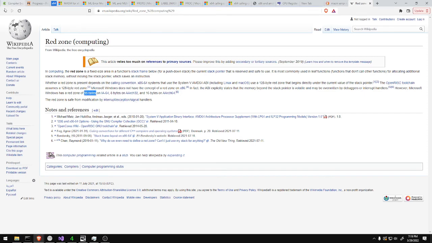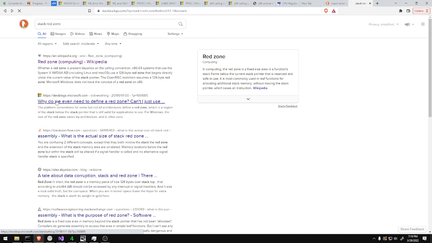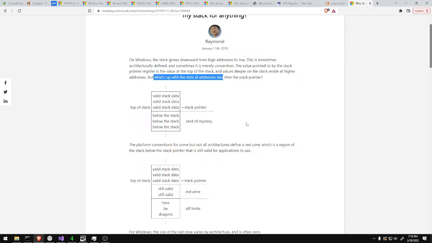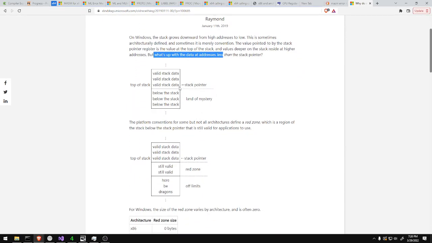Red zone. Okay, why do we even need to define a red zone? Can I just use my stack for anything? On Windows, the stack grows downward from the high address to low. This is sometimes architecturally defined. Sometimes it is merely convention. The value pointed to by the stack pointer register is the value at the top of the stack. And values deeper on the stack reside at higher addresses. But what's up with the data at addresses less than the stack pointer?